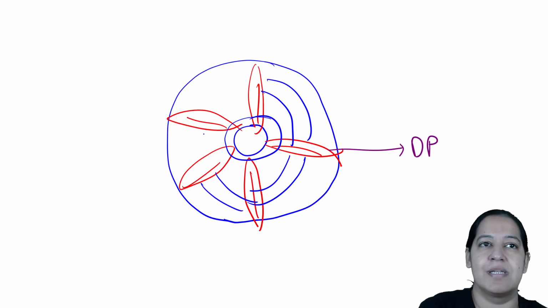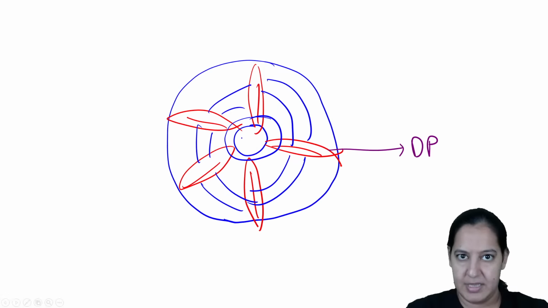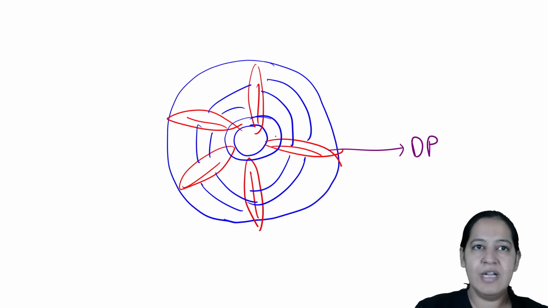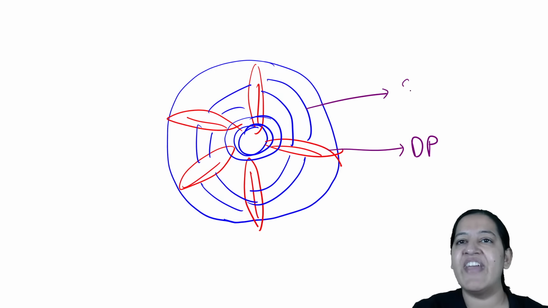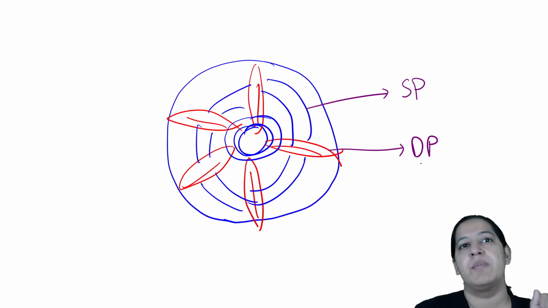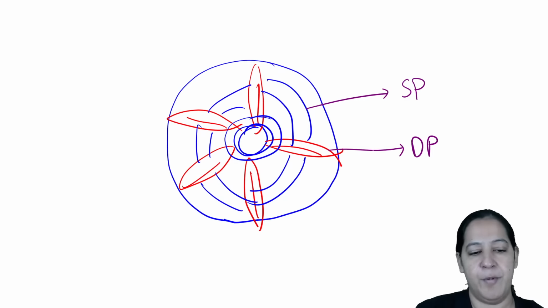These are circular muscles. Now imagine when they contract. These circular muscles will contract, so they decrease the size of the pupil. That's why these are known as sphincter pupillae. So there are two types of muscles: dilator pupillae and sphincter pupillae.